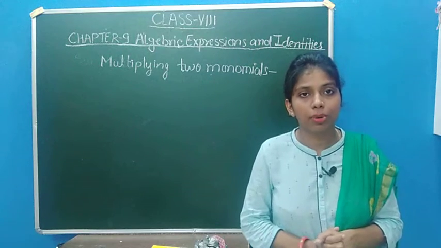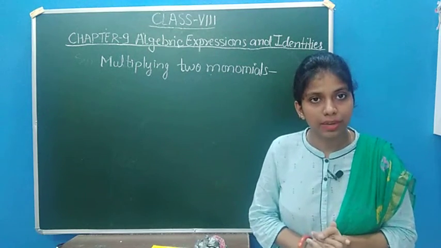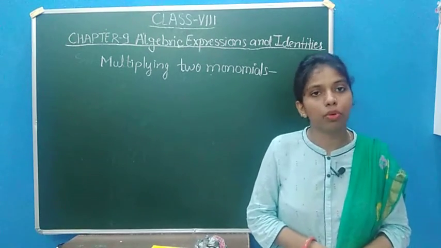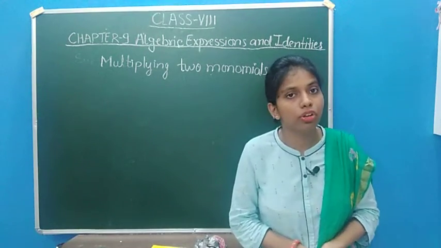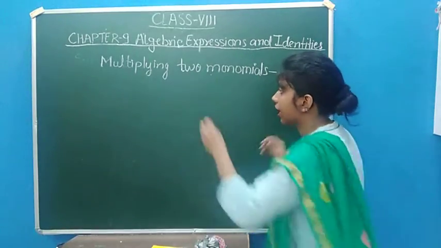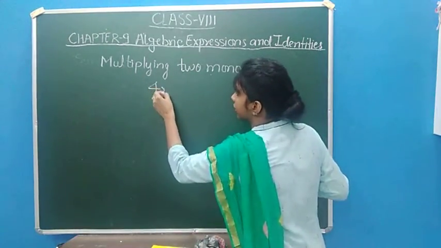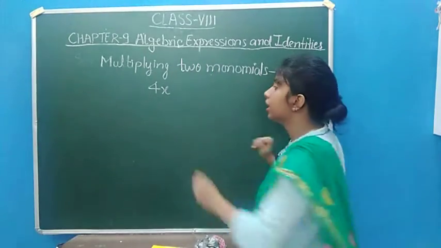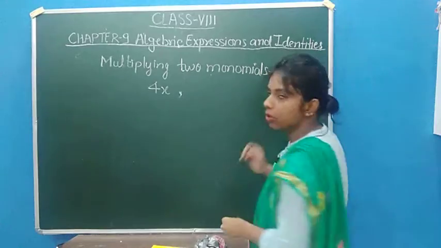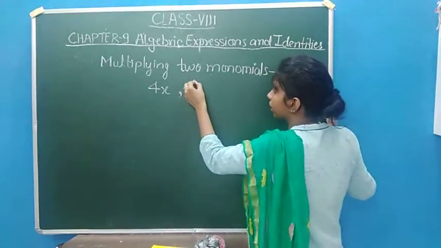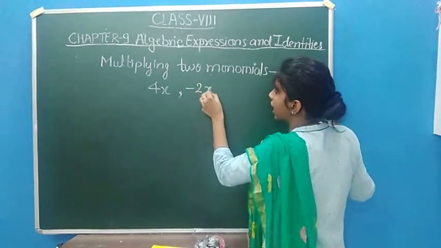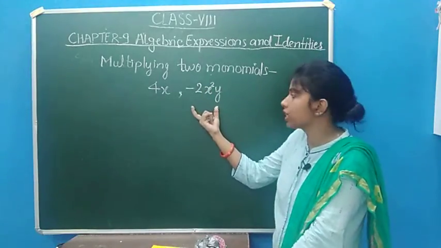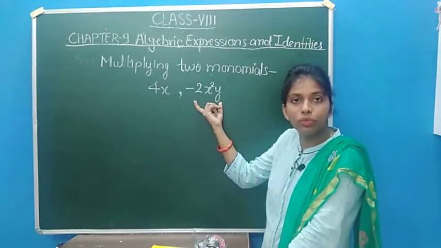We already discussed that. A monomial is an algebraic expression in which we have only one term. Suppose I am taking some examples of a monomial. Here, 4x, what is this? It is a monomial because here we have only one term. Suppose I take one more, like minus 2x square y. This is also a monomial because here also I have only one term.